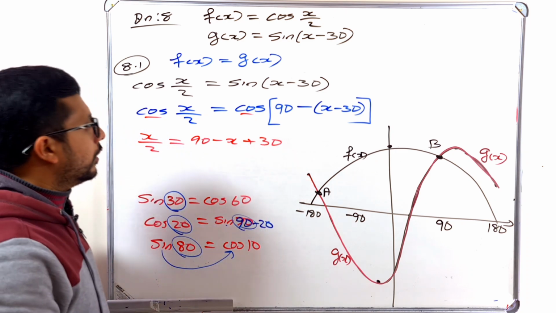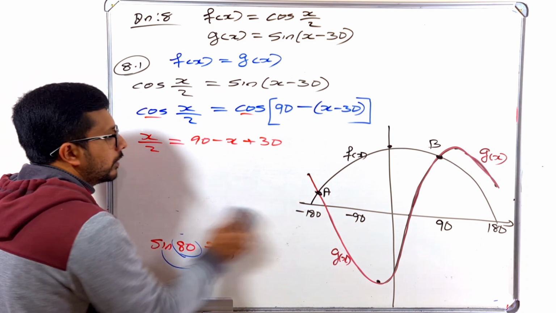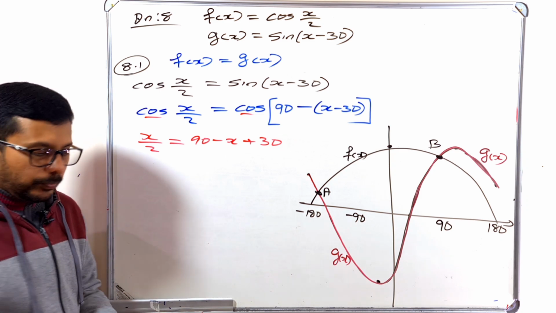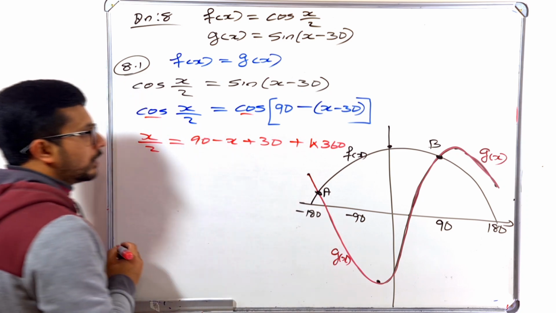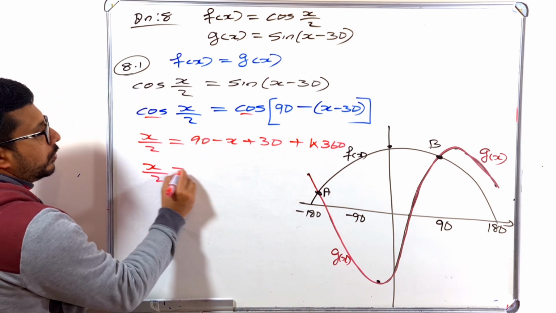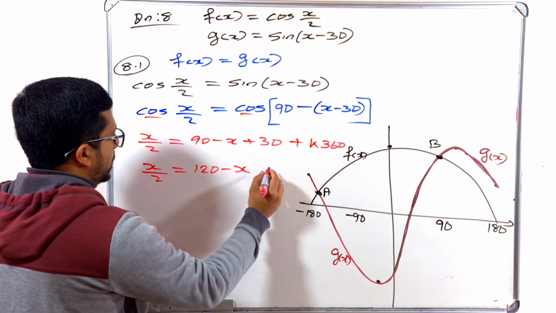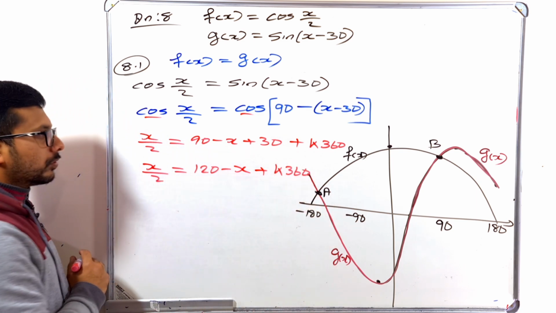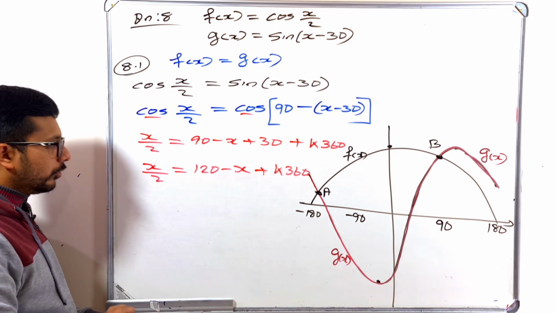Okay, so since we want to find the general solution, what I'm going to do is I'm going to write a theta there. What is the general solution? Theta plus k 360. So plus k 360. So 90 plus 30 is 120. So x over 2 is equal to 120 minus x, then plus k 360.